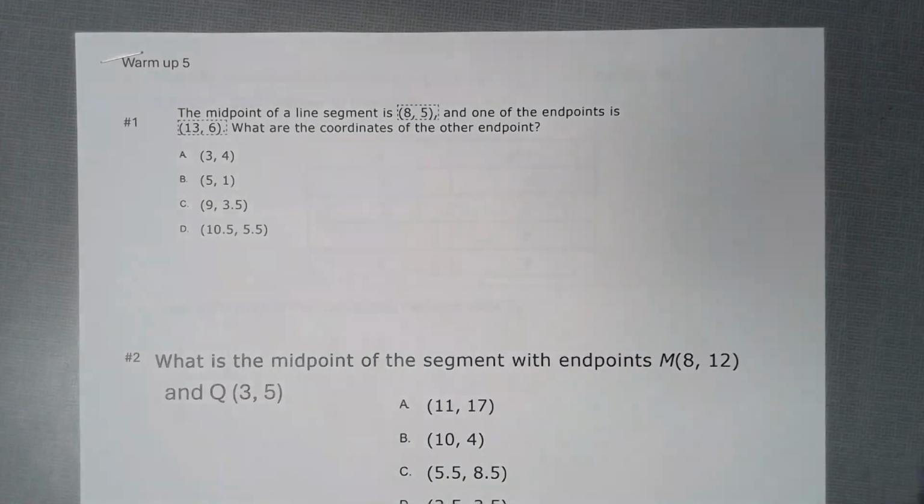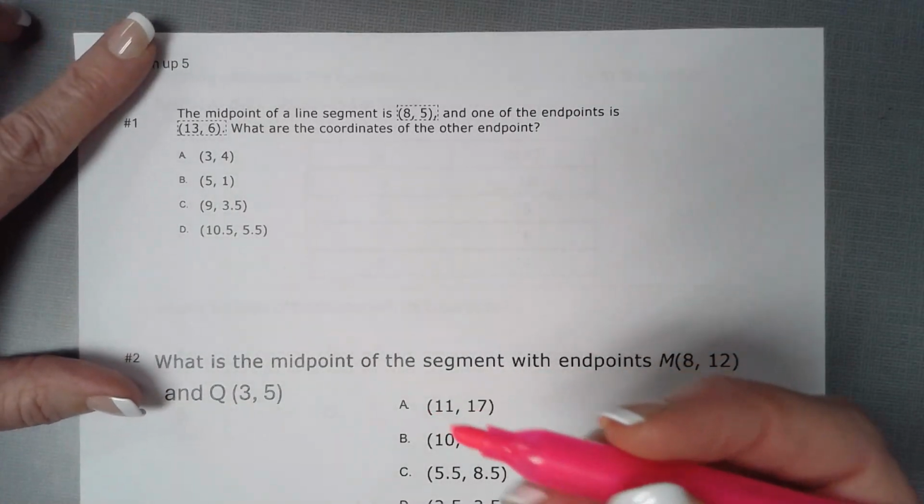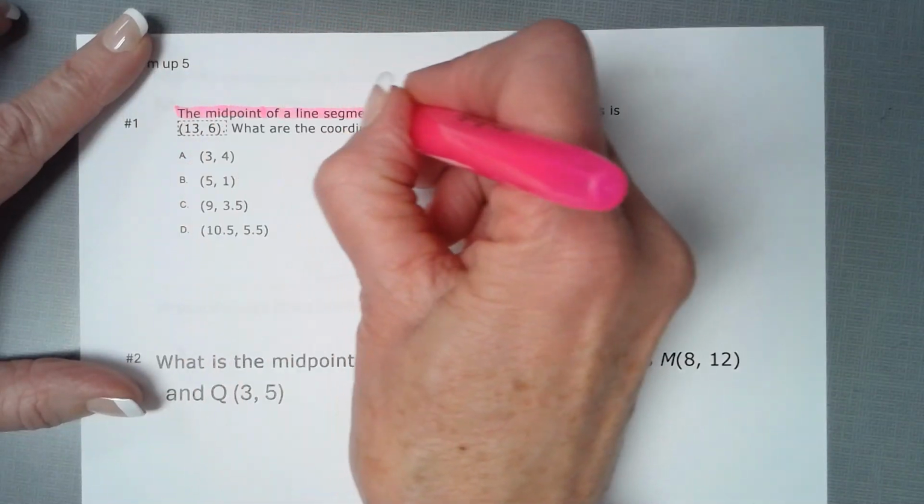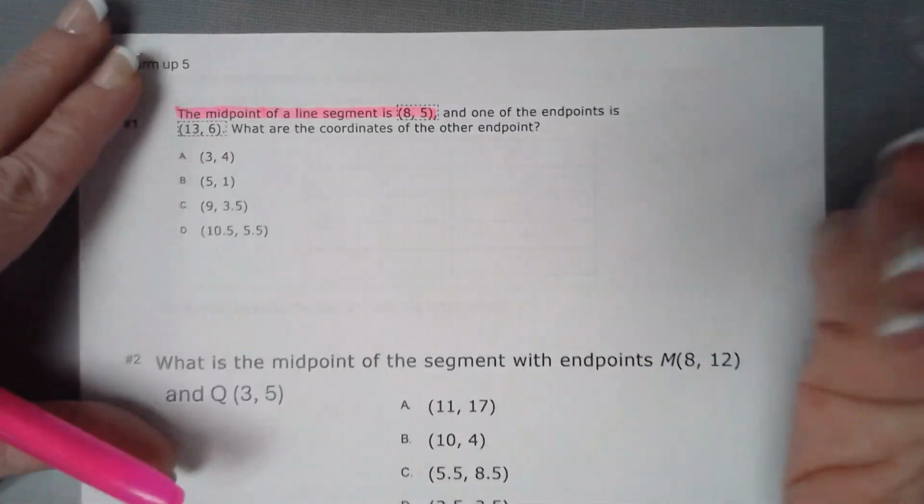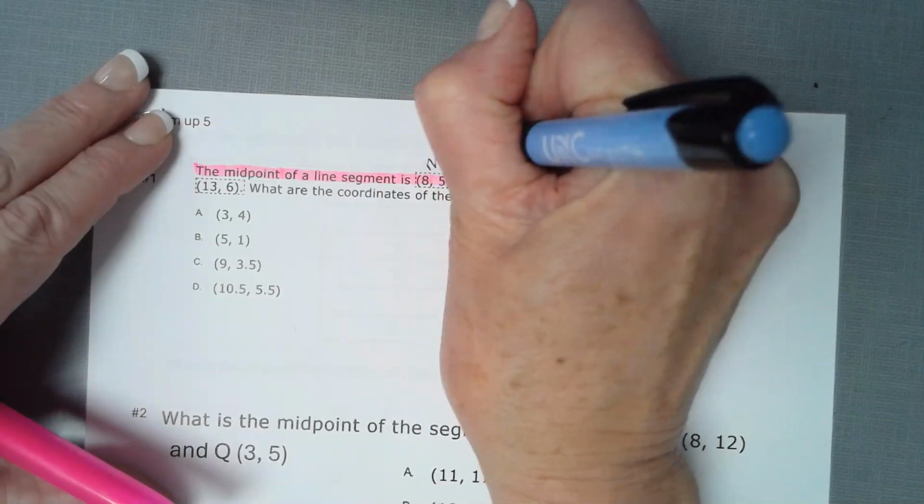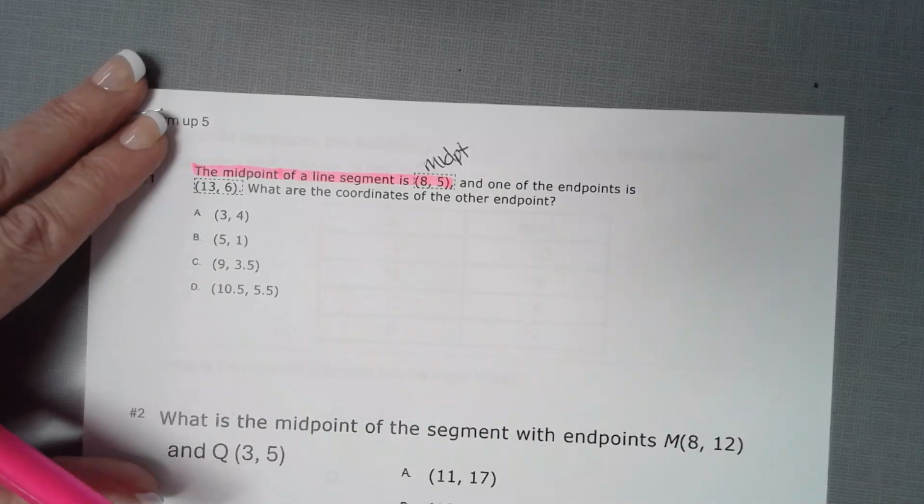So let's get started. The midpoint of a line segment is the ordered pair (8, 5). You definitely needed to read that first line to realize they gave you the midpoint. So when they give you the midpoint, that means you're looking for an endpoint.